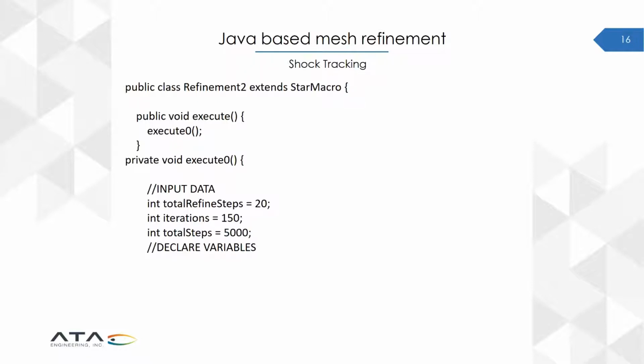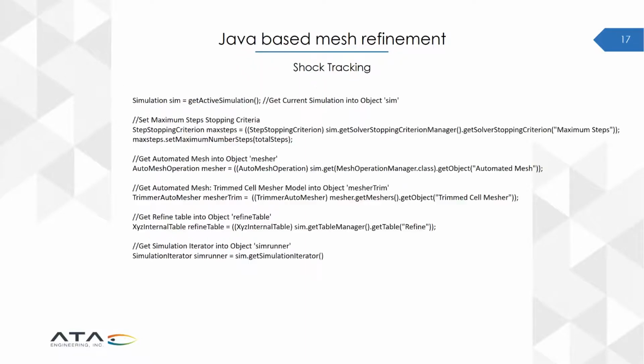But nonetheless, this is part of the Java. And when you look at this, this basically says that the input data that we've written is going to do 20 mesh refinement steps, and each of those steps is going to run for 150 iterations, but the total time steps is going to be 5,000. We set that in the Java. And then these are the things that are recorded from the field functions and the meshing that use the STAR API to pull in the arguments that you need, and it's pretty straightforward.